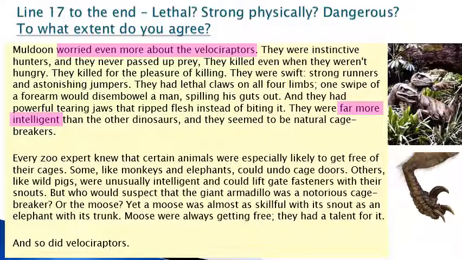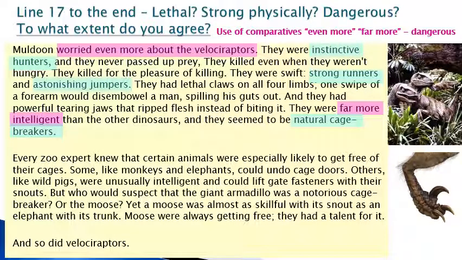Worried even more about the velociraptors. They were far more intelligent. So here we've got even more, far more. The use of comparatives shows that these are the most dangerous animals. If we think about the dangers that other animals in the park present, the handlers are even more worried about the velociraptors and their potential for being vicious and clever animals.